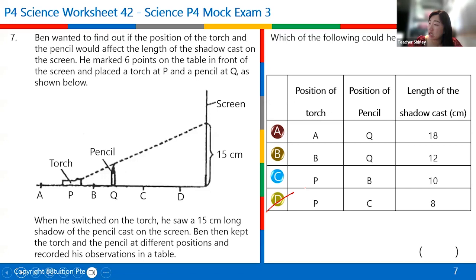Let's see. You place the torch at P, yes. The position of the pencil. If you put the position of the pencil here, this will be shorter. Yes, correct. Because this one is considered the object. If you put the object further from the light source, the torch being the light source, it will actually make the shadow smaller. The reason is that you will block lesser light. So when you block lesser light, you will have a shorter shadow.